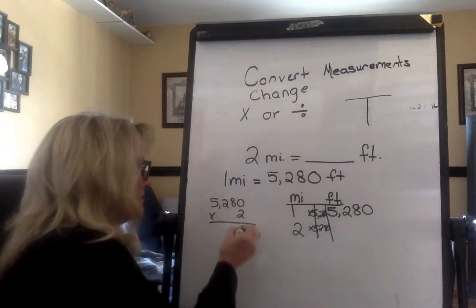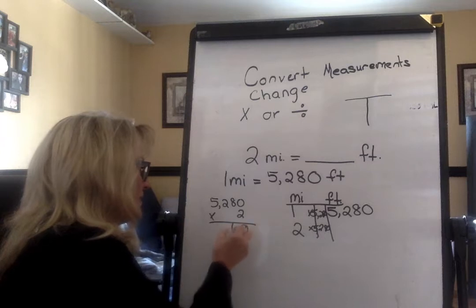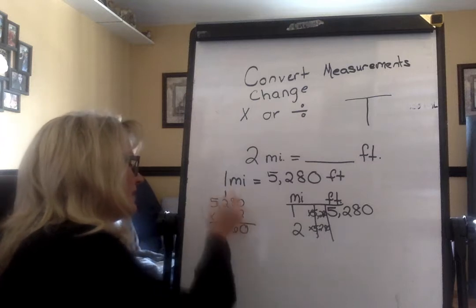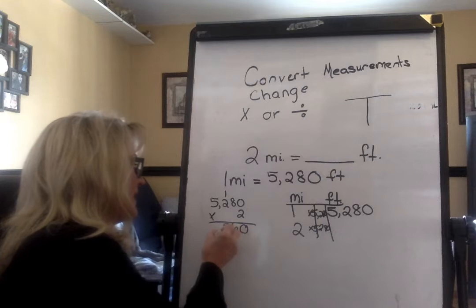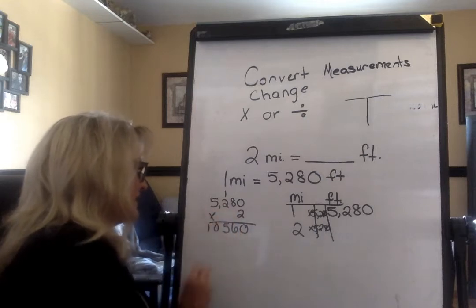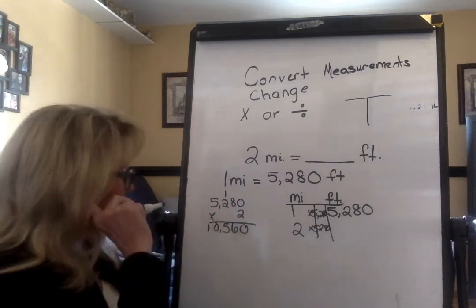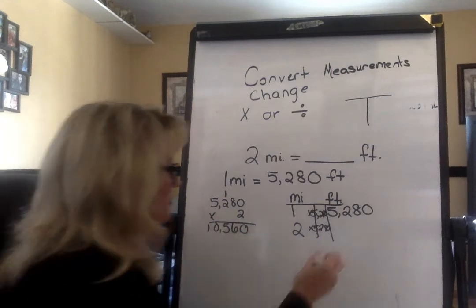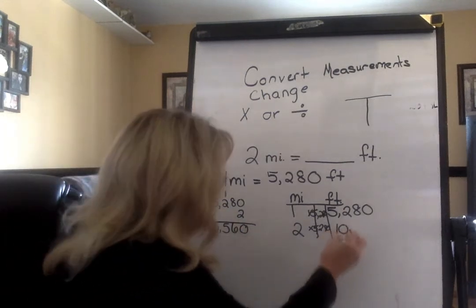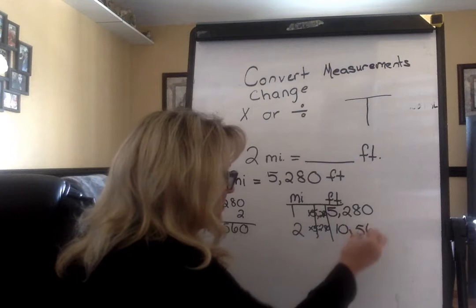So here we go. 0 times 2 is 0. 8 times 2 is 16. 2 times 2 is 4, and 1 more is 5. And 5 times 2 is 10. Oh my goodness. So these were really big numbers, but guys, the process was super simple.